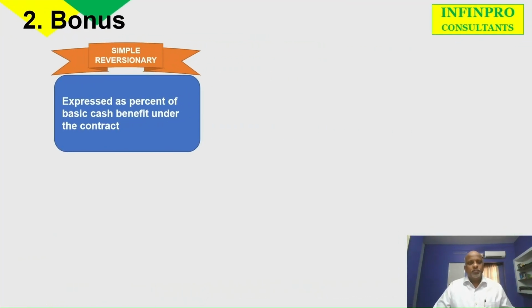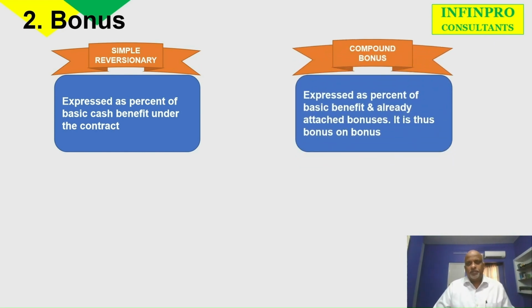So the most common bonus shared with the customer is a simple reversionary bonus. It is expressed as a percent of basic sum assured taken on an annual basis, and it gets added to the policy account. Compound bonus is whatever bonus is being declared, it is declared on the sum assured as well as the already accrued bonus. So that means it is like a bonus on a bonus, so it becomes compounded, right?